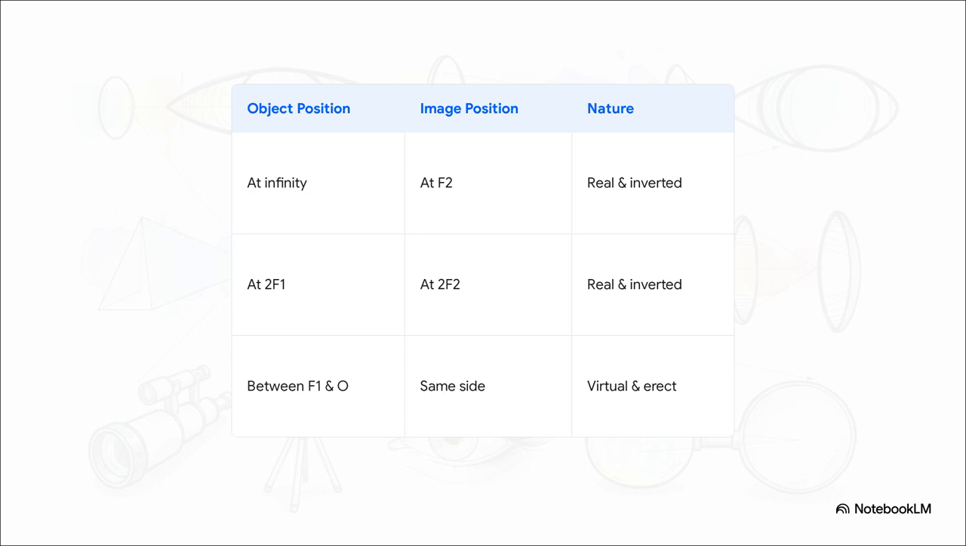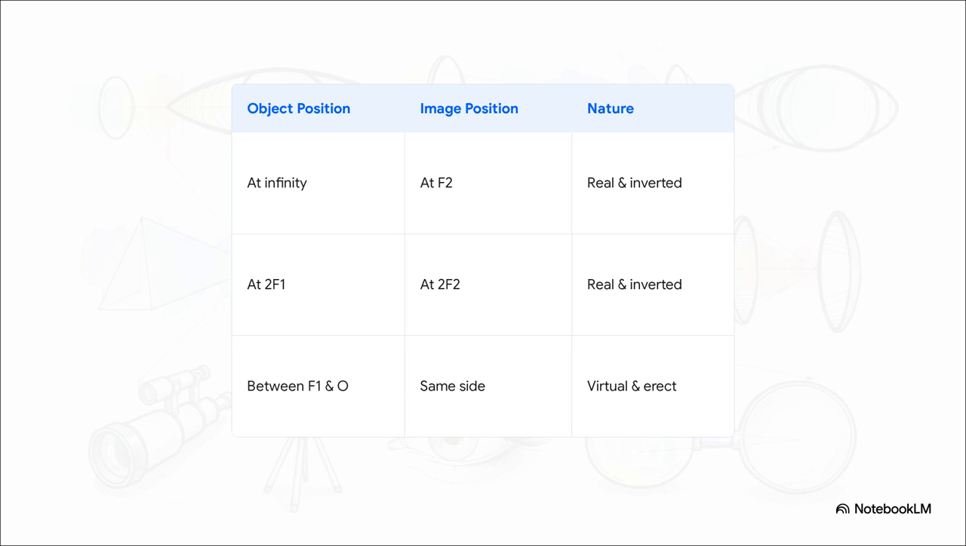So the real takeaway here is that this image isn't static. As you move an object closer and closer to a convex lens, the real image formed on the other side actually pushes further away from the lens, and it grows larger. It starts out tiny, then it becomes the exact same size, then magnified. But watch what happens in that last scenario.